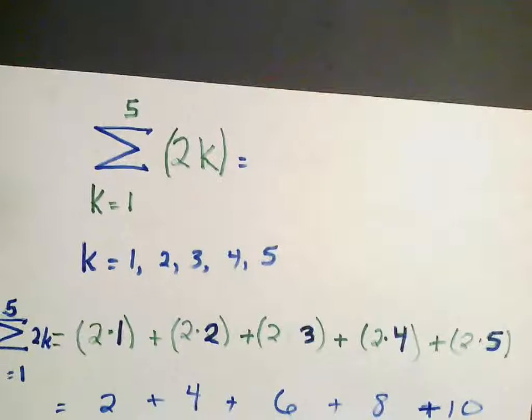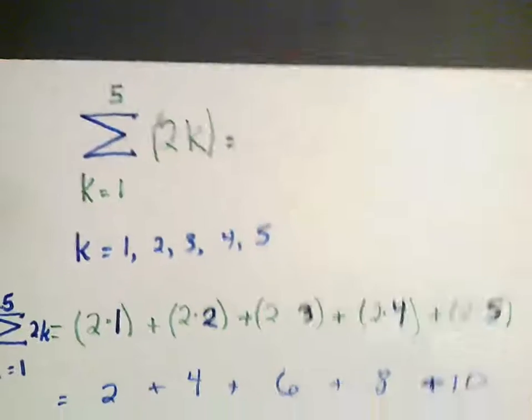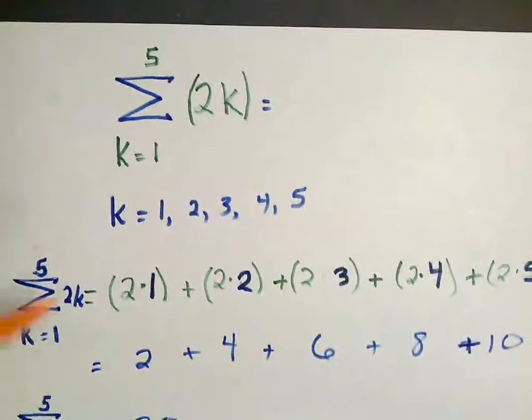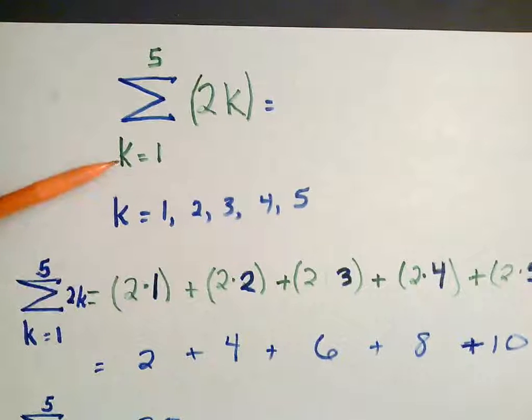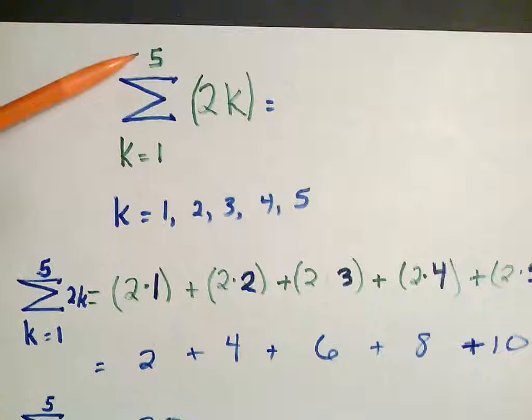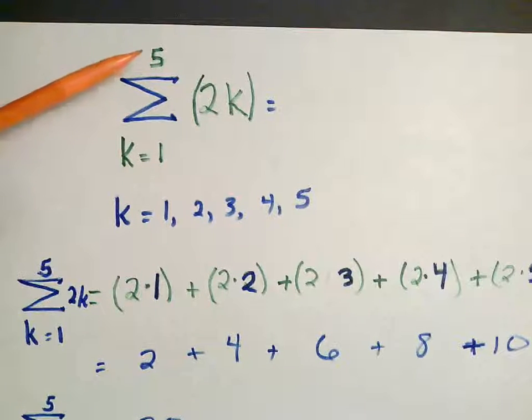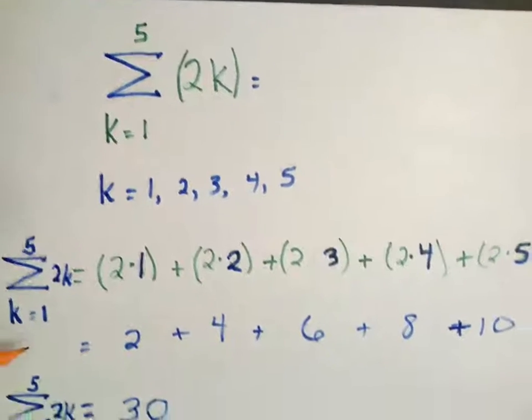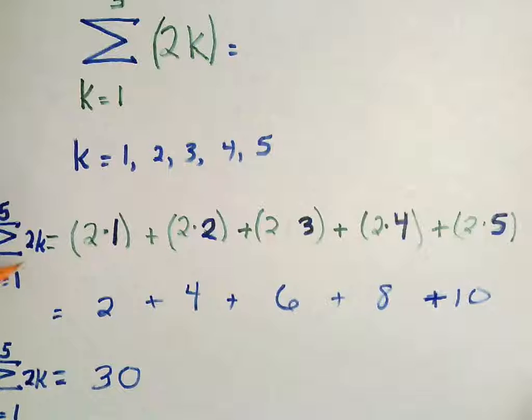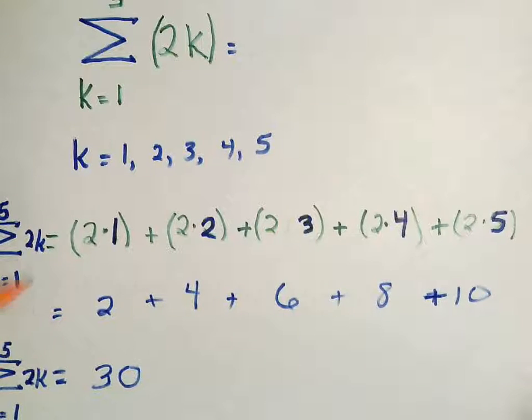Here we're going to find the sum of the first five terms. So the k will be 1, 2, 3, 4, 5. The smallest k is 1. We go up to the largest k, which is 5. The lower limit is 1, the upper limit 5. So wherever k is, I'm going to substitute for this k.